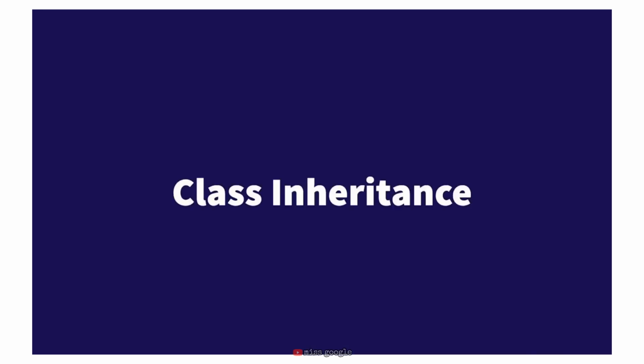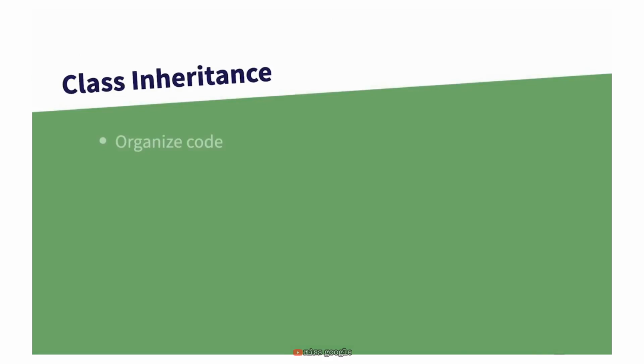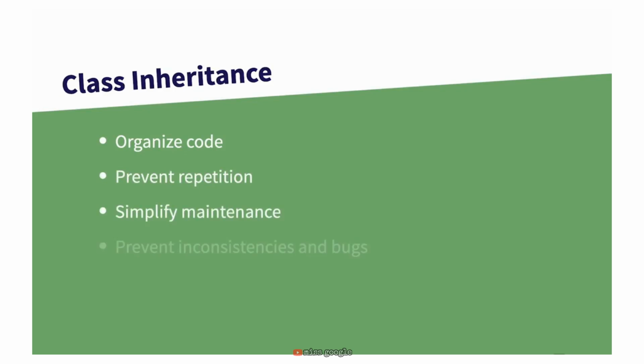In this chapter, we're going to be learning about inheritance. We're going to start out by getting an overview of what inheritance is and why we need it. Inheritance is when a new class takes on the properties and the methods of an existing class. Why would we want to do that? Well, using class inheritance helps us to organize our code. And by inheriting code from one class to another, we prevent repetition. That in turn simplifies the maintenance of the code, and it also prevents inconsistencies and bugs.